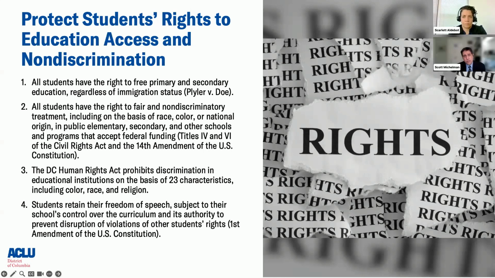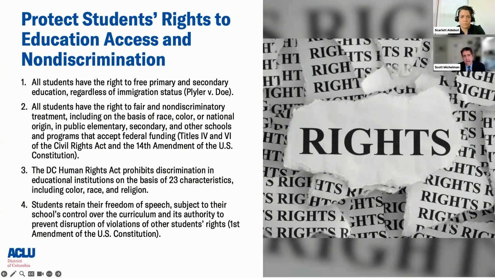All students have the right to fair and non-discriminatory treatment. What does that mean? There are certain bases on which you can't take action against people, and that includes race, color, national origin, and that applies in all public institutions and other schools, including non-public institutions that accept federal funding. And that can be enforced through Titles 4 and 6 of the Civil Rights Act of 1964. And as to the public institutions, it's also protected by the 14th Amendment of the Constitution, providing for equal protection.